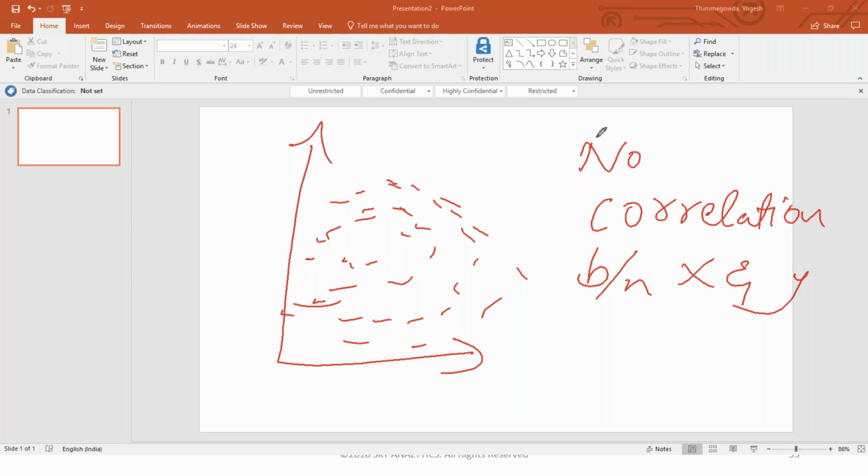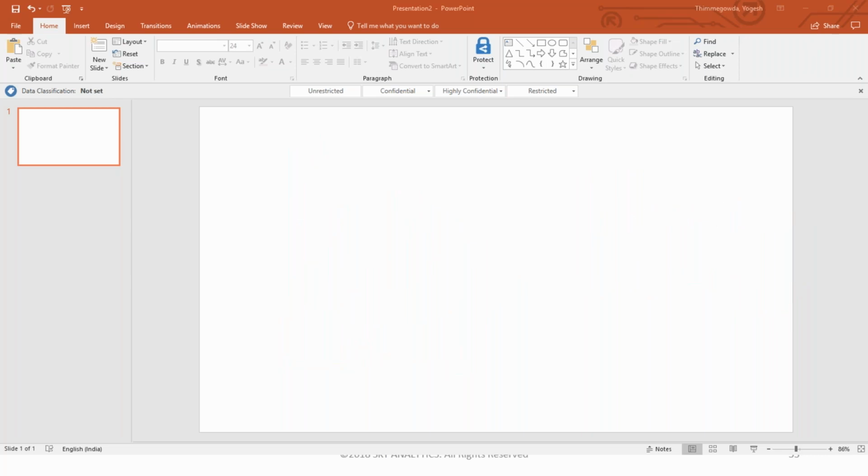Write down all these things: strong positive, strong negative, moderate positive, moderate negative, and also with respect to no correlation. Try to write down all these things. Yes, there is no, this means that there is no cause. See, this means that there is no cause, no effect. So I gave an example for that also.